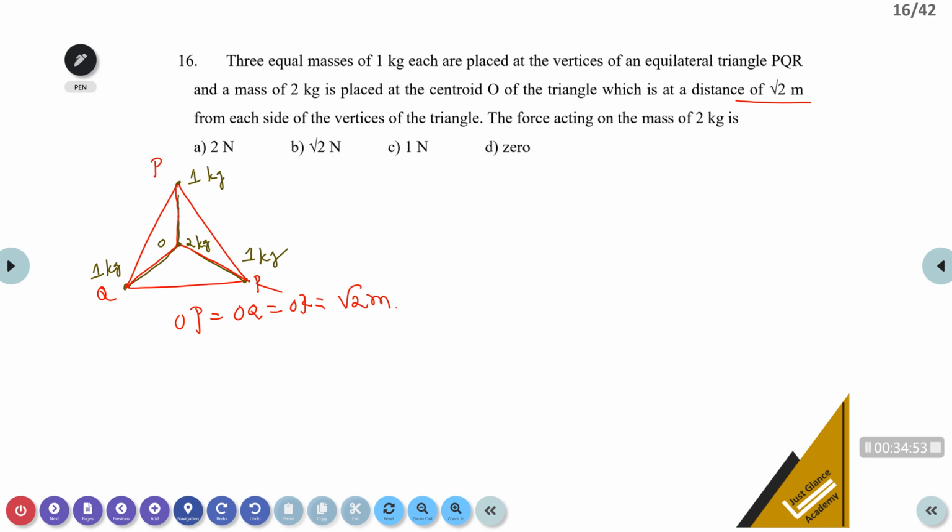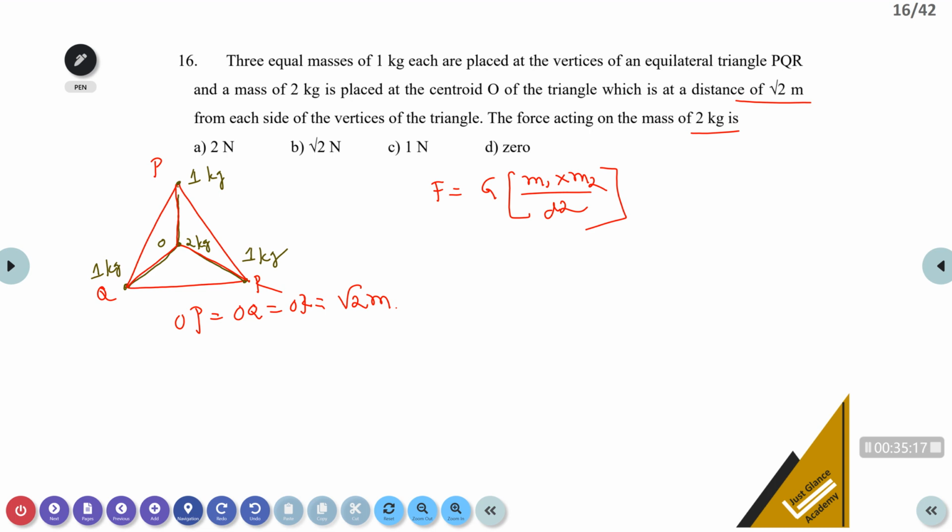Fine. Now, what is the force acting on the mass of 2 kilogram? Okay, fine. Now, students, force equals, what is the formula? Capital G into M1 into M2 divided by D square. We know this.